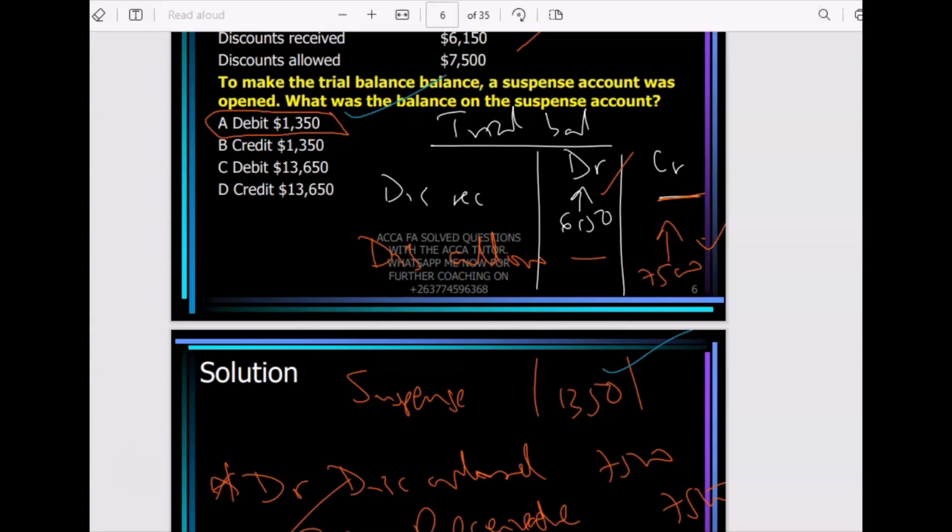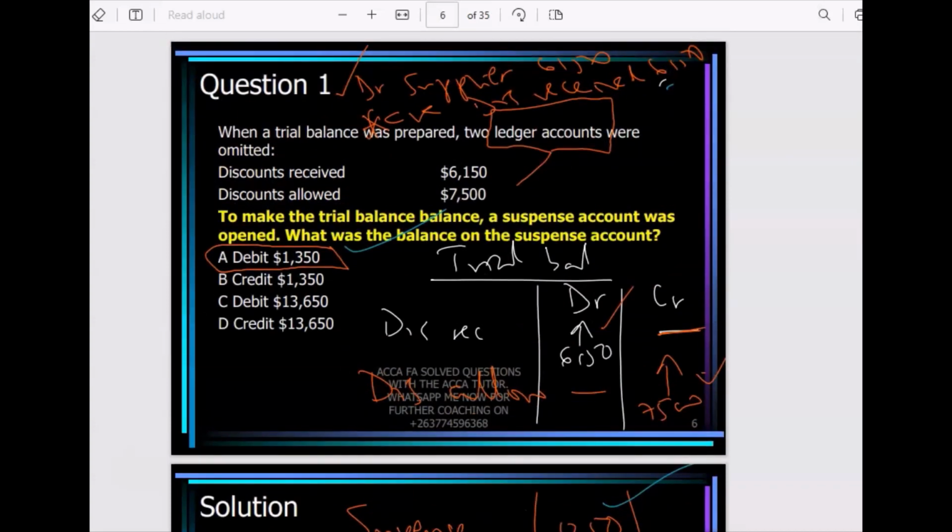Thank you very much for this part. Let us now move on to question number 2. Please hang on. Be with me as we do this revision together.